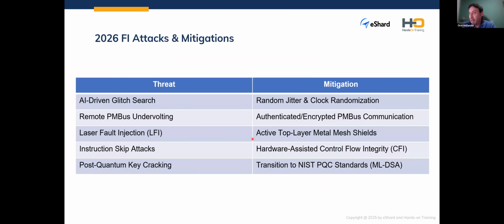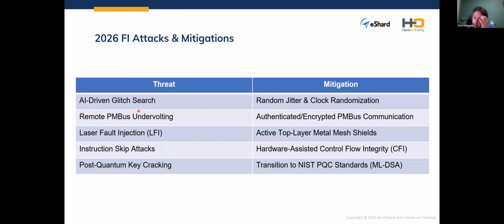Last two things before I hand over to Lionel. I would like to first summarize the 2026 fault injection attacks and mitigations, because these are, let's say, the modern techniques today. On top of what everybody knows, it doesn't mean that the previous attacks don't work anymore. They still do. So, AI-driven glitch search, we talked about it. It makes finding the glitch window much faster.